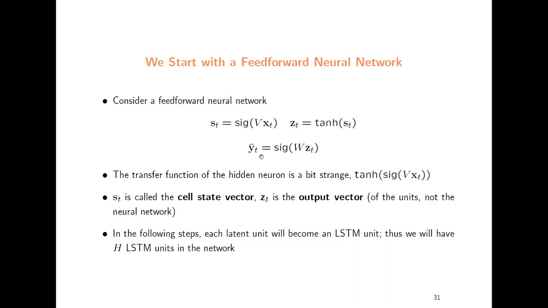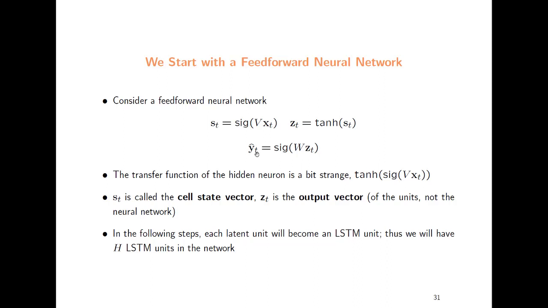And then we have a normal output layer from zt to our prediction vector y of t. So we have this slightly strange transfer function in the hidden layer, tanh and sigmoid both applied to vx transposed. And these things have names. So s of t is called the cell state vector, and z of t is the output vector of this LSTM unit, not of the neural network, which would of course be y of t. But we have to keep to the standard way of naming things. So this is called the output vector.